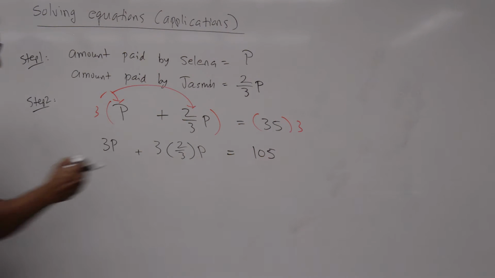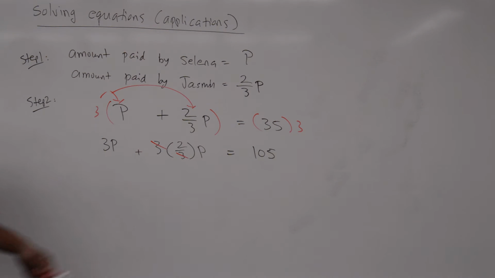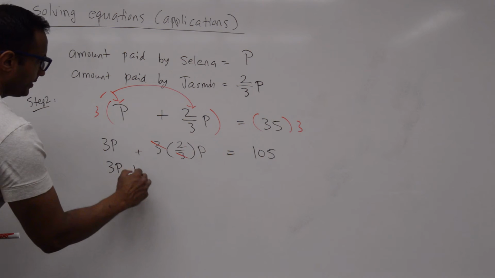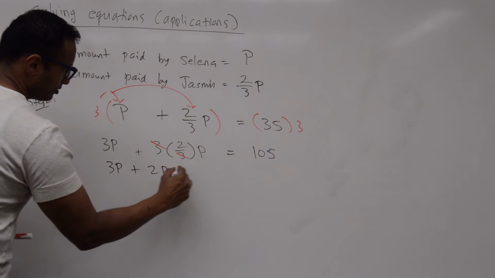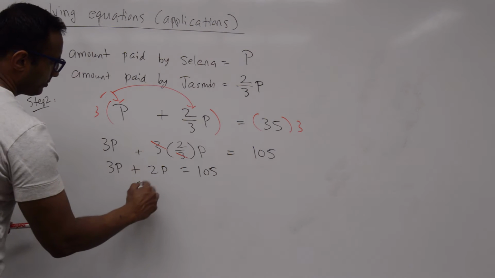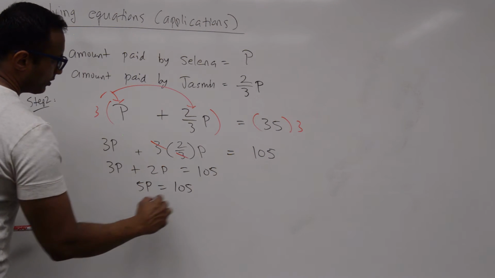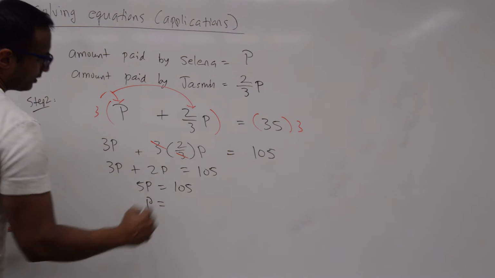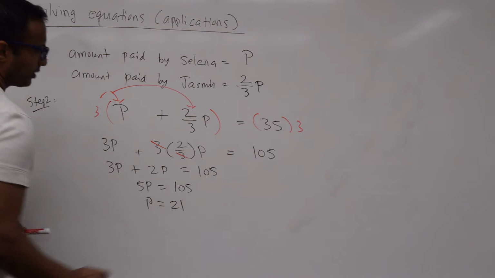Okay, let's simplify this. The 3 and 3, they cancel each other out. That's the whole point, is to get rid of the fraction. So this will give us 3P plus 2 times P. 3P plus 2P is going to be 5P equals 105. So if you divide by 5, you're going to get P is equal to 21.